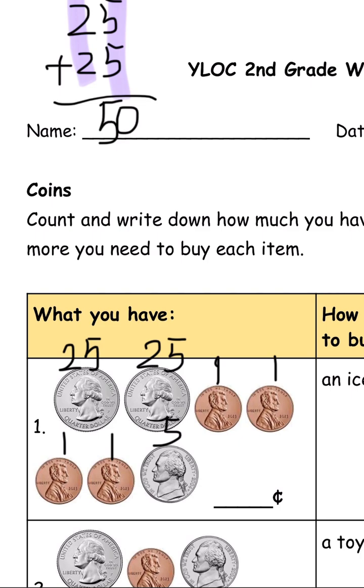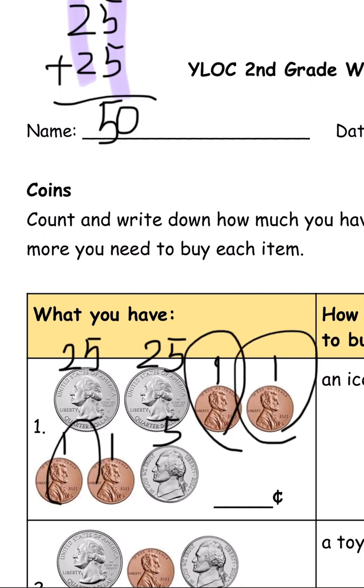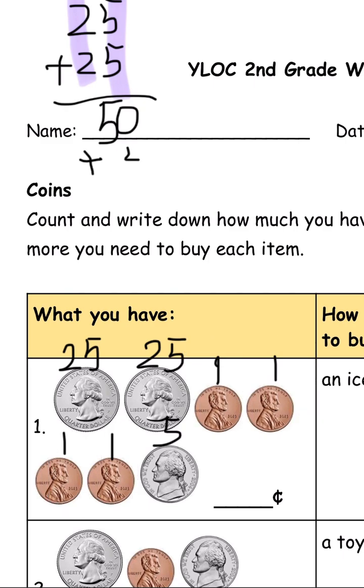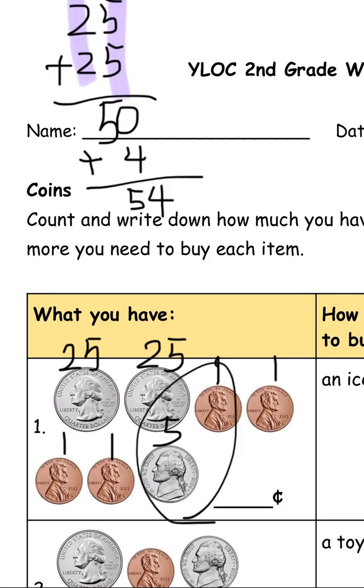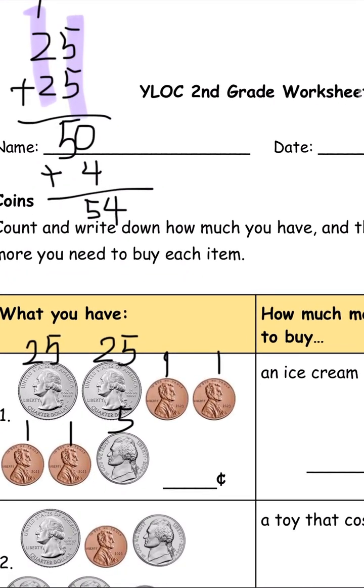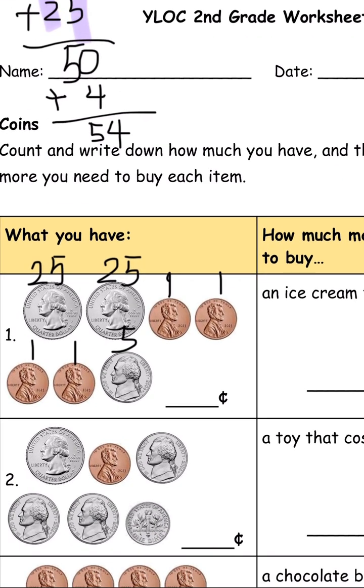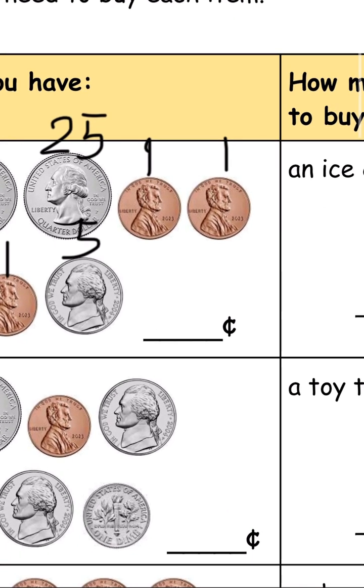And now we have 1, 2, 3, 4. So we're going to add 4 to 50. And that would be 54, right? And then now we have to add 5. So we do 54 plus 5. When we count on or use addition like that, we're going to get 59. So right now we have 59 cents.